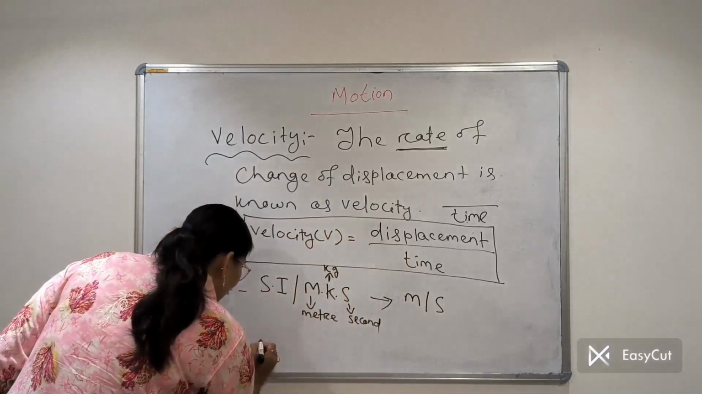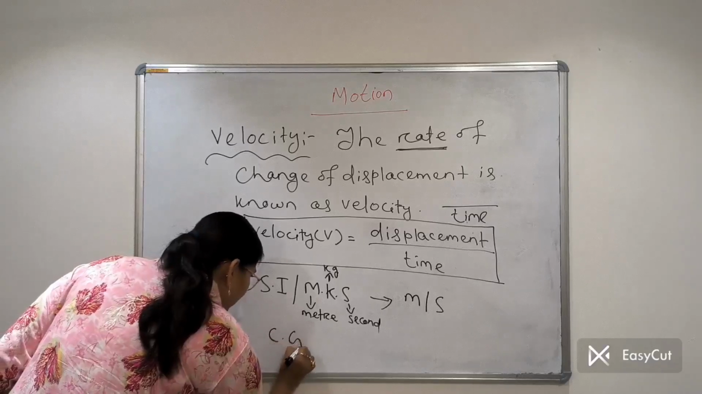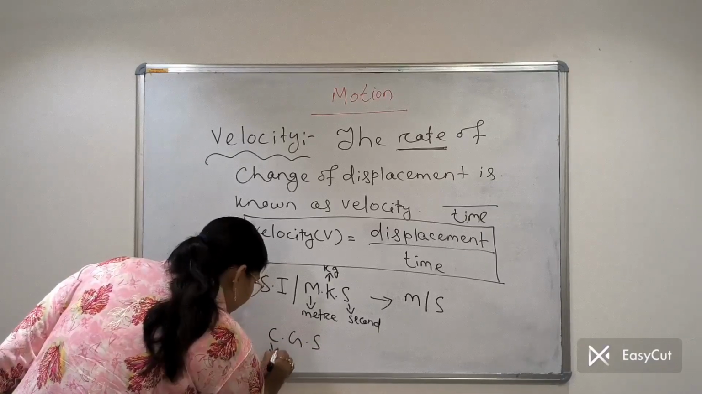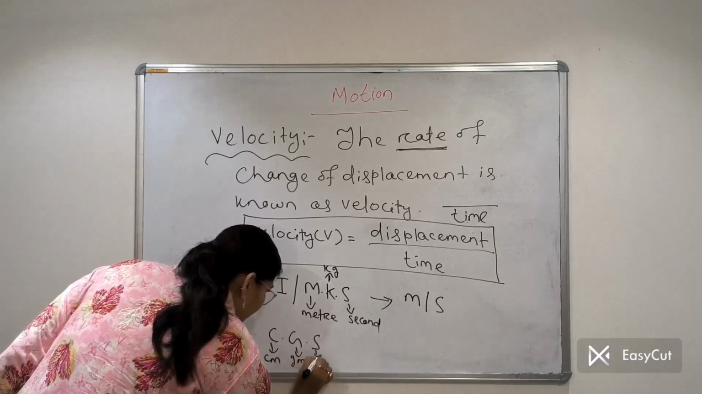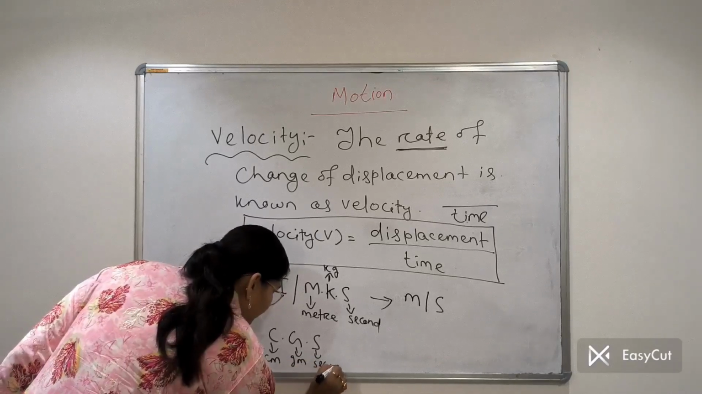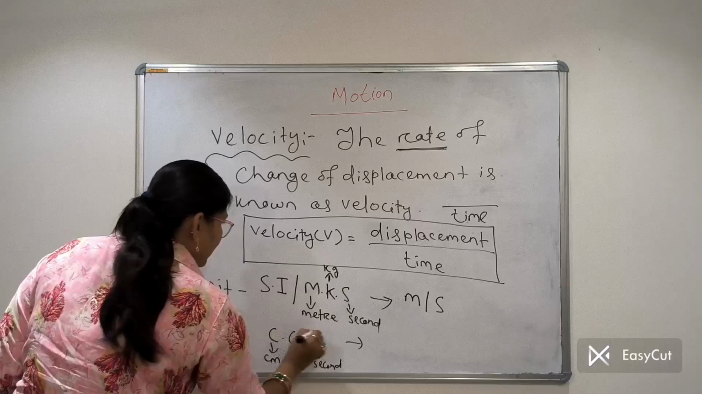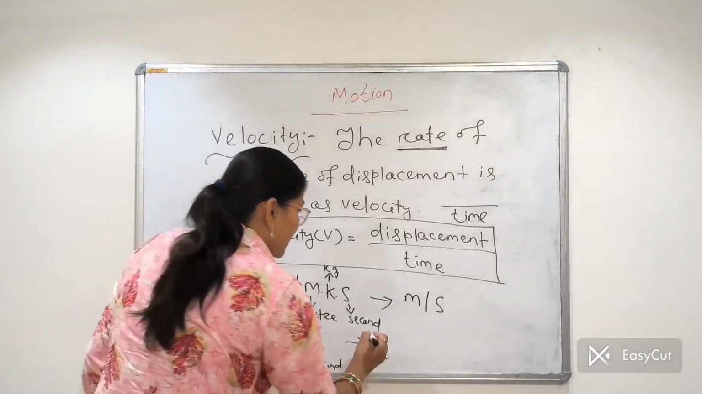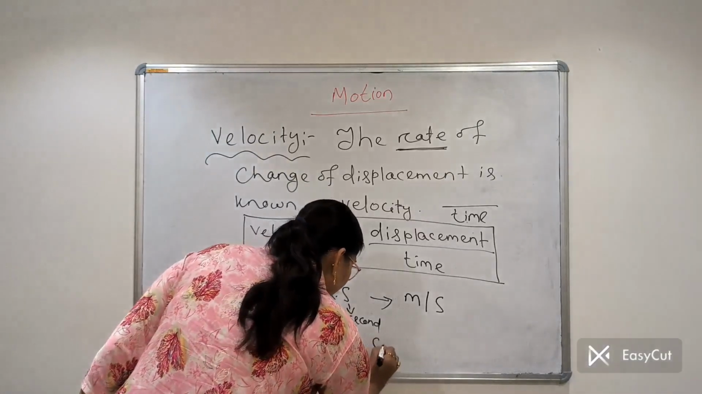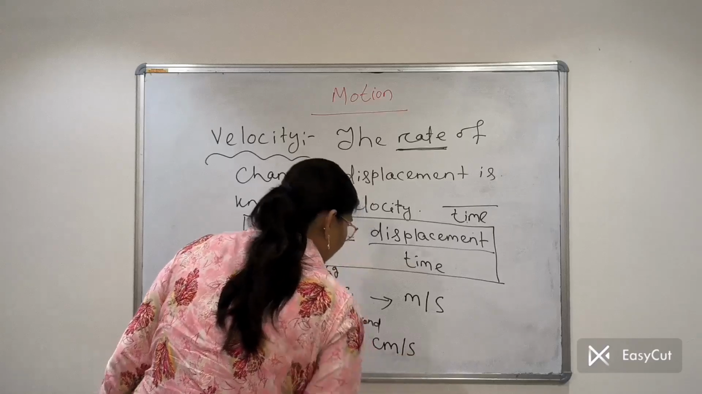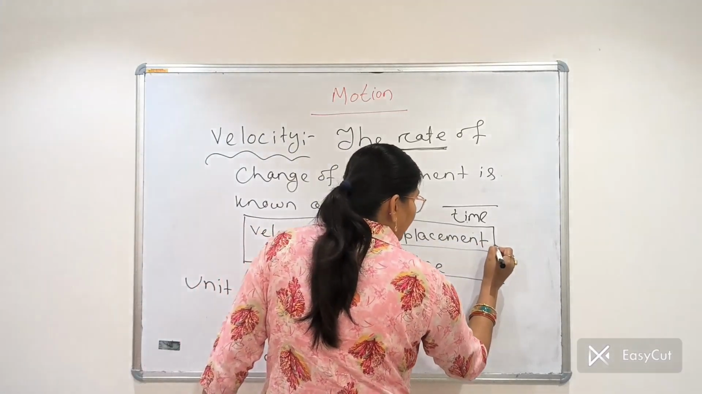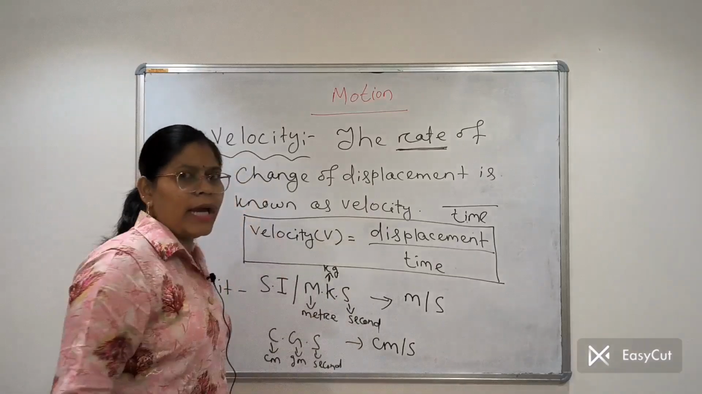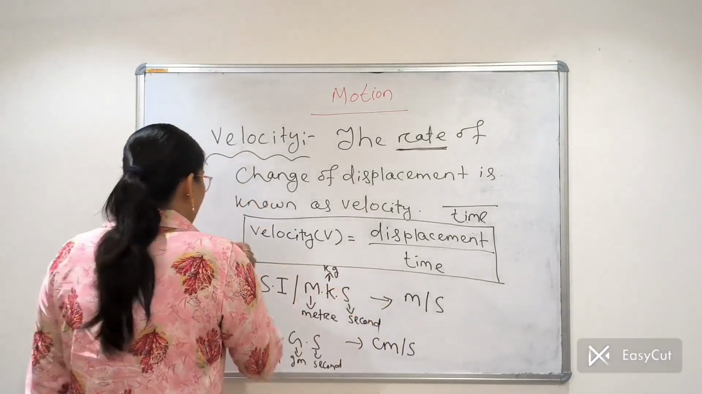Similarly, the lower version of unit is CGS. C for centimeter, G for gram, and S for second. And in the CGS system of unit, the unit of velocity is centimeter per second. Since displacement is a vector quantity, velocity is also a vector quantity.